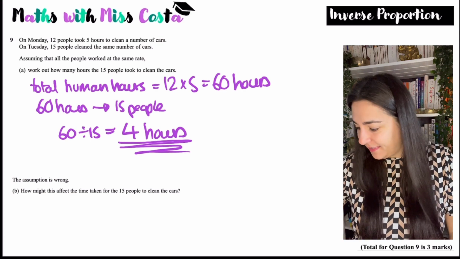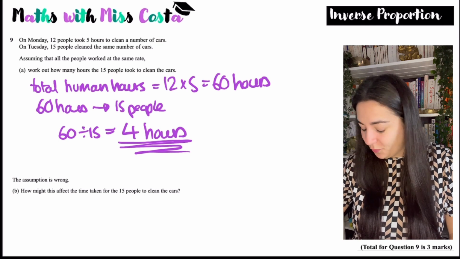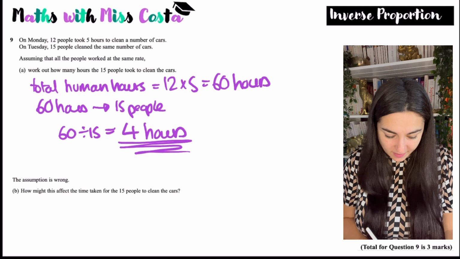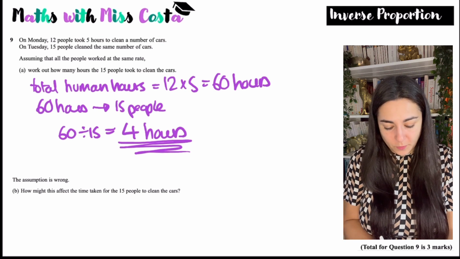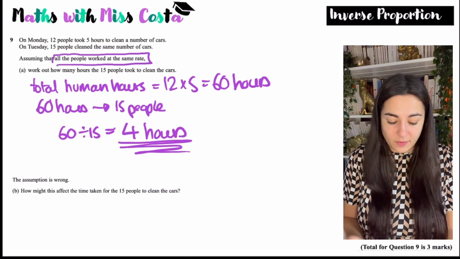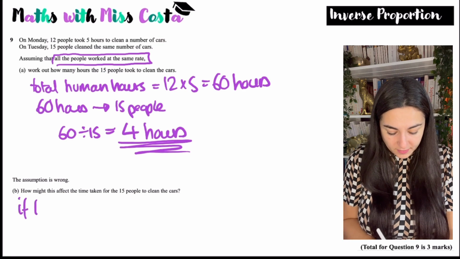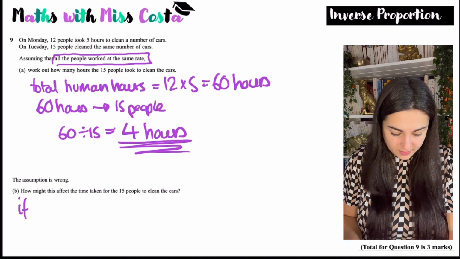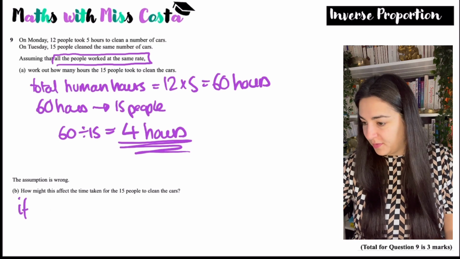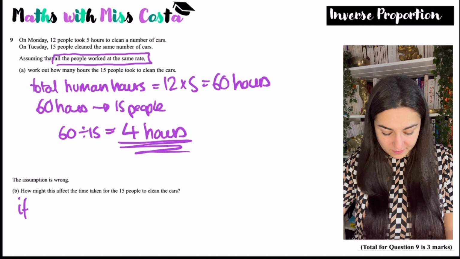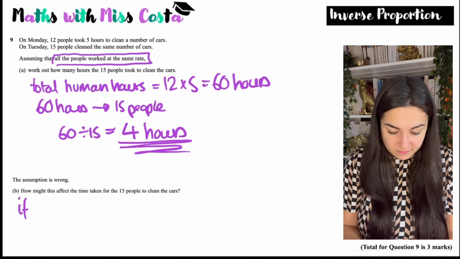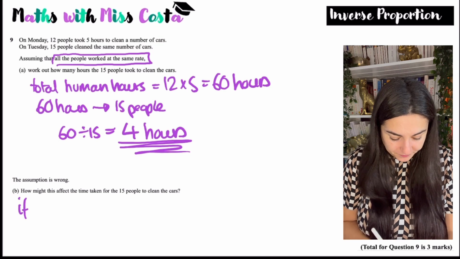However, it says the assumption is wrong. How might this affect the time taken for the people to clean the cars? So the assumption was that all people worked at the same rate. Well, if some people worked slower, then it would take a longer time. So it depends what you want to say, but you could just say if they worked slower, it could take more time.